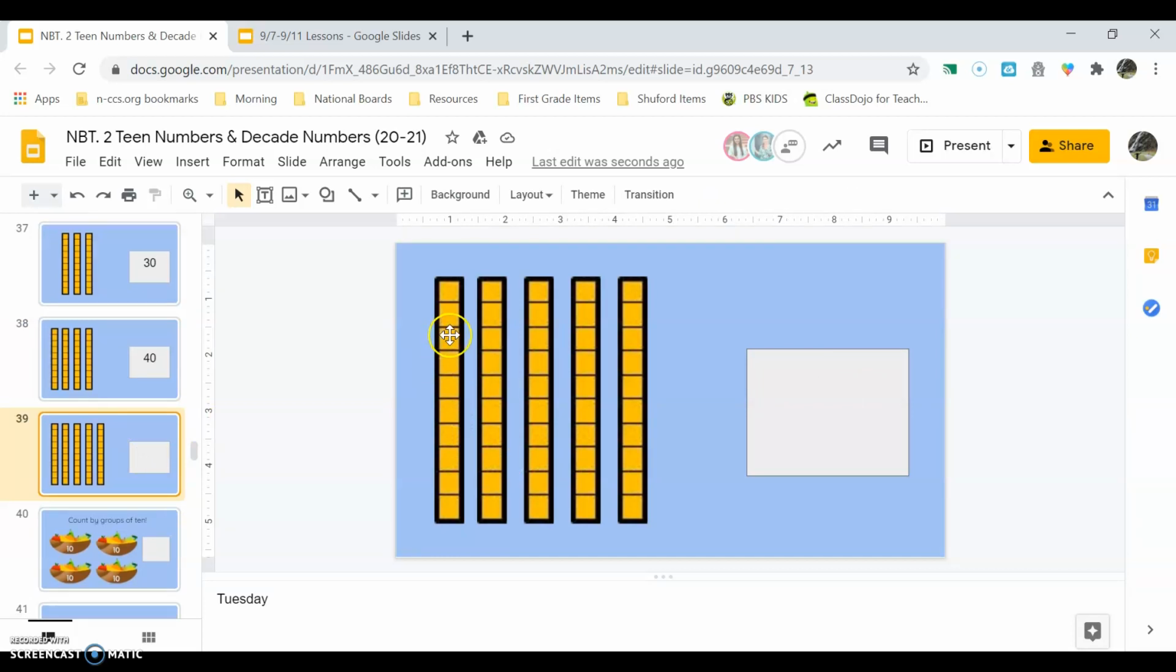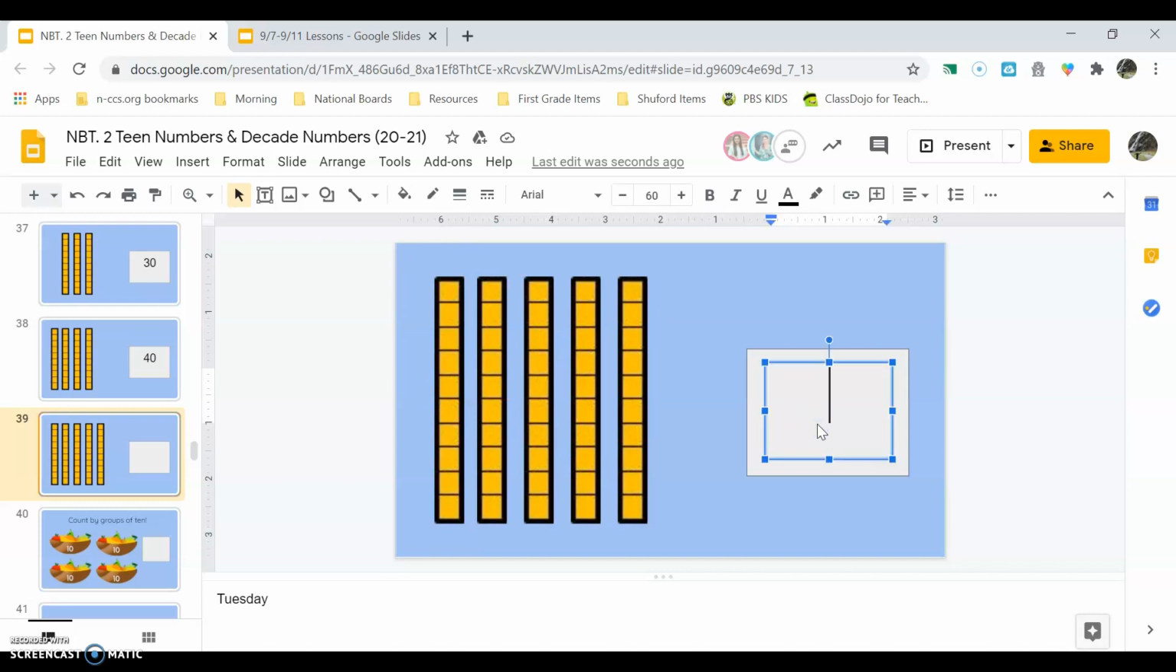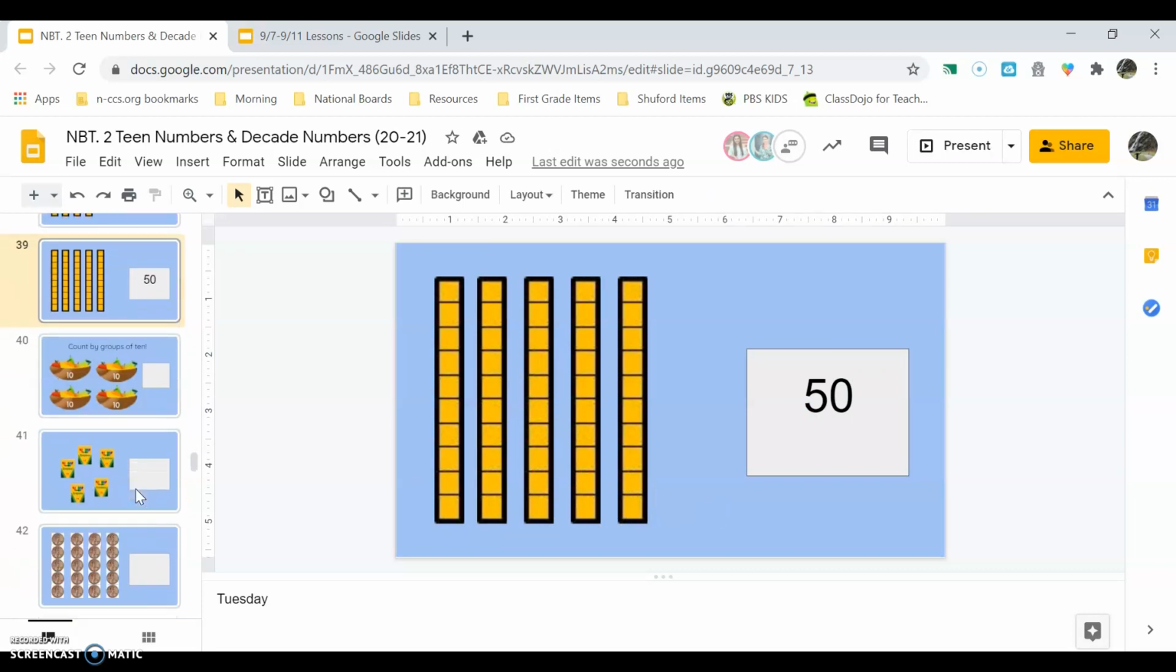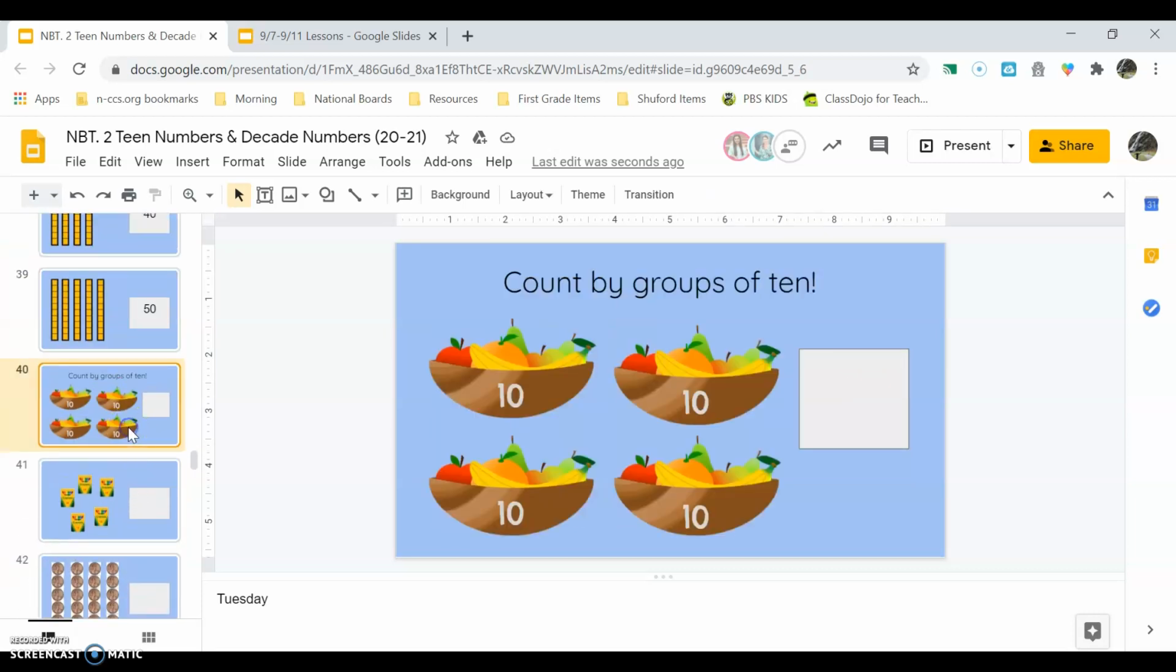Okay, let's count. And together, 10, 20, 30, 40, 50. What's our decade number? And I know because I have 5 groups of 10 and 0 left over, which gives me a total of 50. Good job, boys and girls. So now you're not always going to see just 10 sticks, but you can use this in the real world to help you count items.